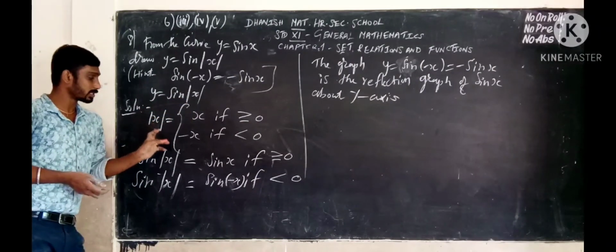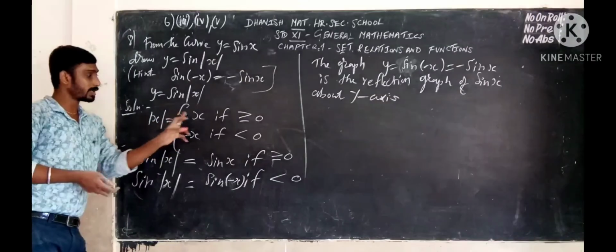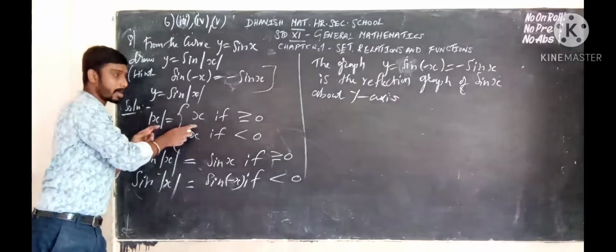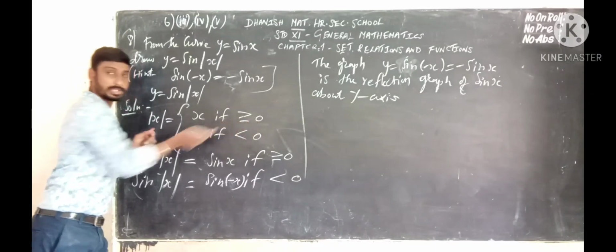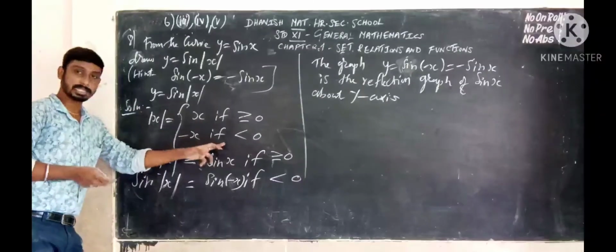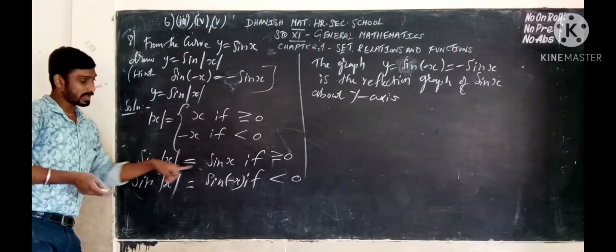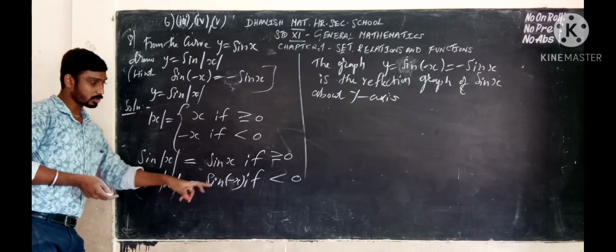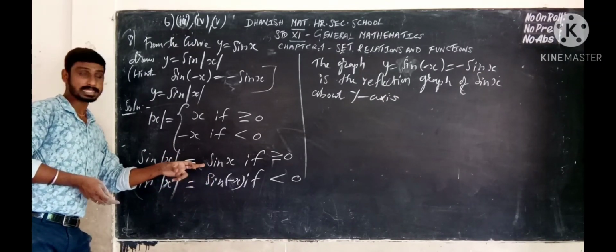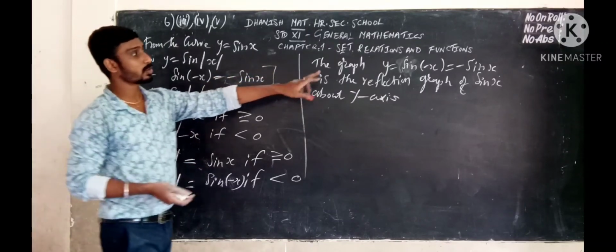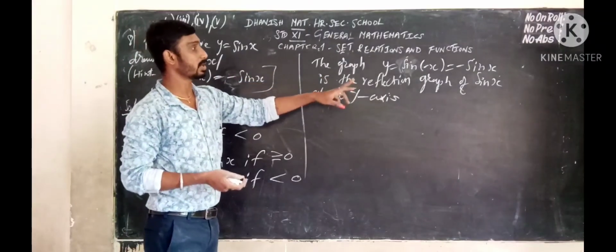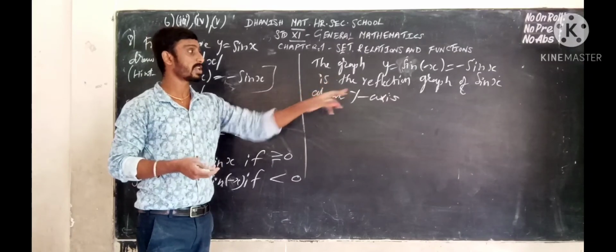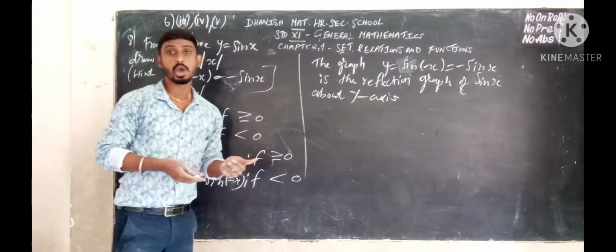Let's see here, y is equal to sine of modulus x. Here we have to write like this: first, you have to find out the modulus x. That will be x if x is greater than or equal to 0, minus x if x is lesser than 0. Then sine modulus of x equals sine x if x is greater than 0, and sine modulus of x equals sine of minus x if x is lesser than 0. The graph y is equal to sine of minus x, equal to minus sine x, is the reflection of the graph of sine x about the y axis.